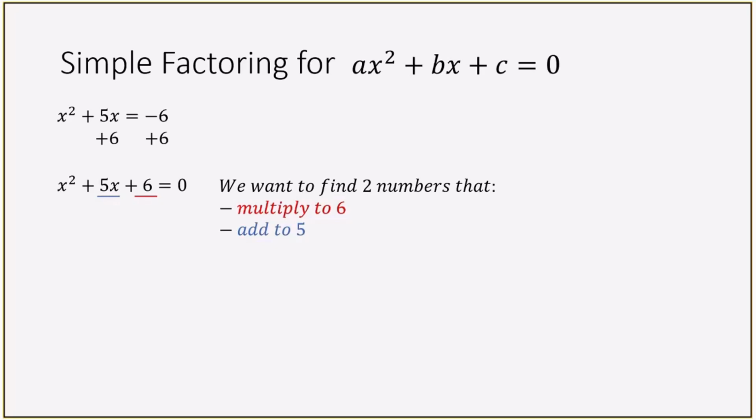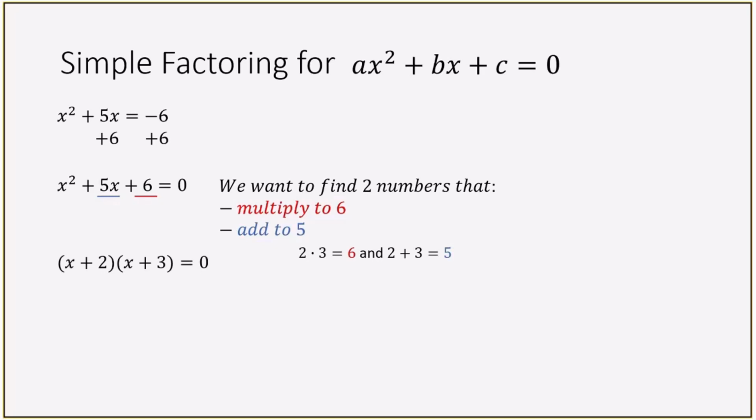So when I think about this problem, I think, okay, what multiplies to 6? Well, 1 times 6 does, but that doesn't add to 5. 2 times 3 gets me 6, and 2 plus 3 gets me 5. And so I've kind of solved the problem. I've guessed and checked and figured out what two numbers multiply to get me 6 and add to get me 5. And so then I just rewrite my expression in factored form.